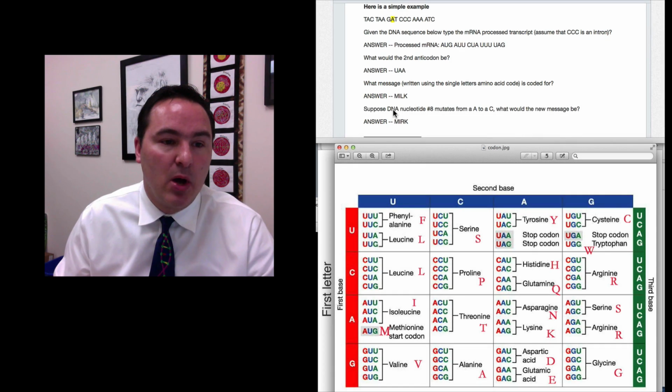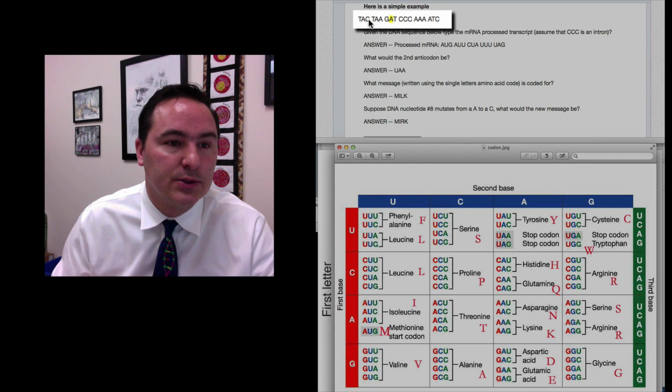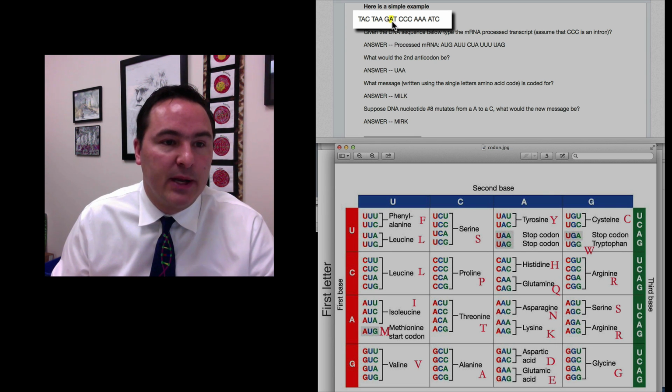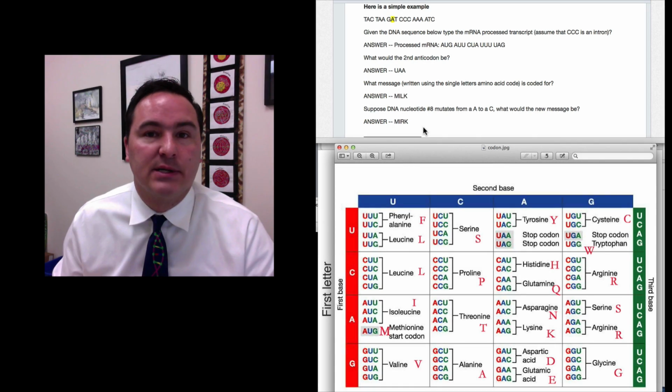Then you suppose that the 8th nucleotide, so come back up to the DNA, 1, 2, 3, 4, 5, 6, 7, 8, the one that's highlighted yellow, mutates from an A to a C, so now it's going to be GCT instead of GAT, right? What would be the new message? Well, when you follow that through, you make the RNA of it and then look it up in the code, and it ends up being an R. That's how this assignment is supposed to go.